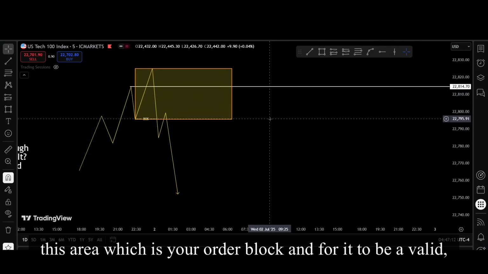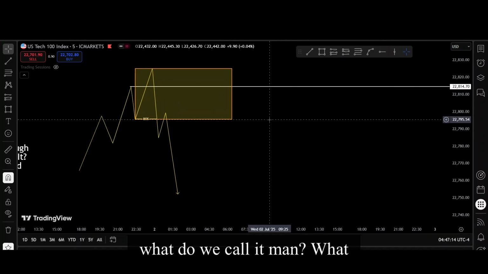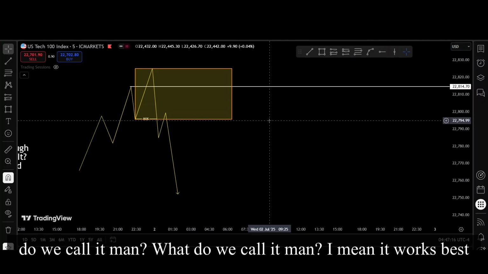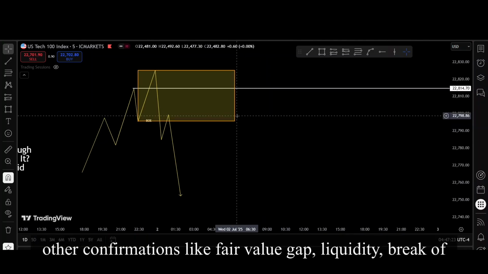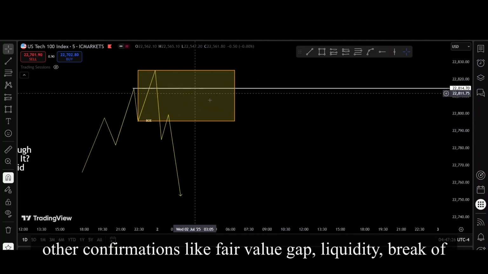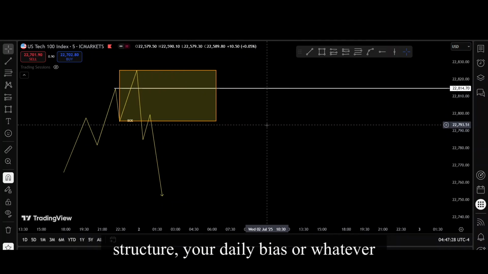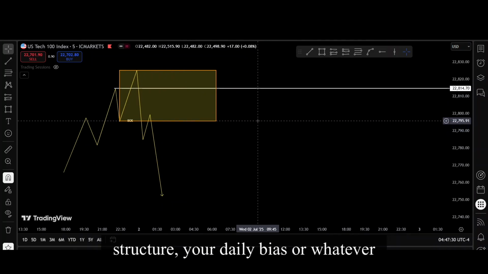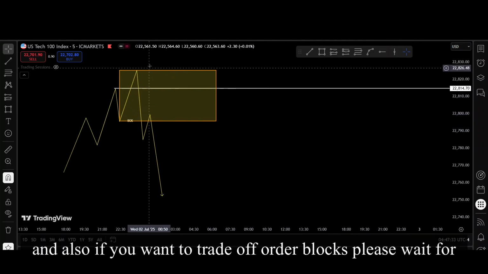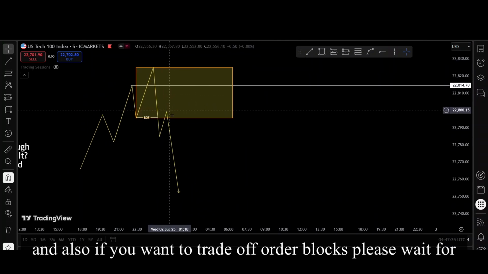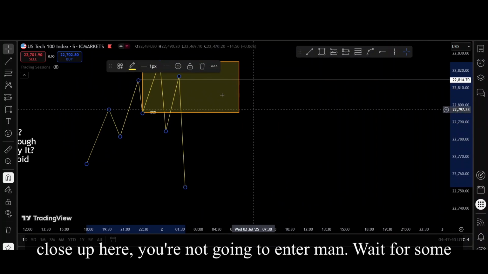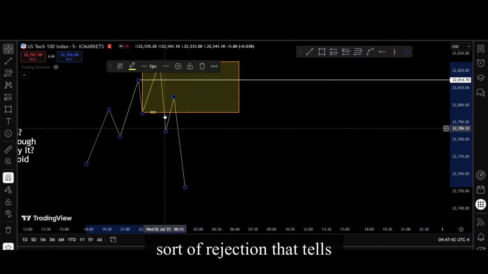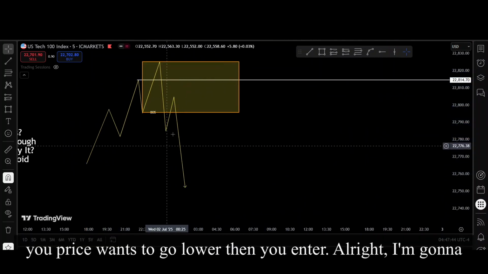It works best when it's combined with other confirmations like fair value gap, liquidity, break of structure, your daily buyers. And also, if you want to trade off order blocks, please wait for a rejection. Like if it closes up here, you're not gonna enter. Wait for some sort of rejection that tells you price wants to go lower, then you enter.